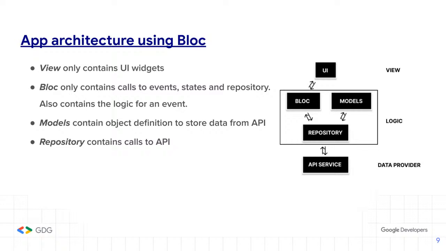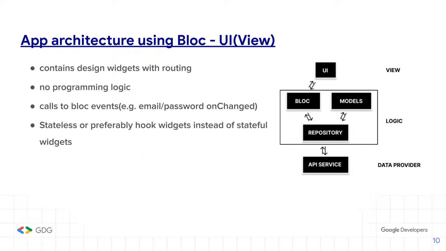Now, this data has to be converted into an object, which will be done in the models. From the models, it's going to come back to the repository, and from the repository to the Bloc, where it will be emitted as a state, and from the Bloc, it's going to go to the UI. So note that the UI has no connection with the repository or the API service. The only connection that the UI has is with the Bloc.